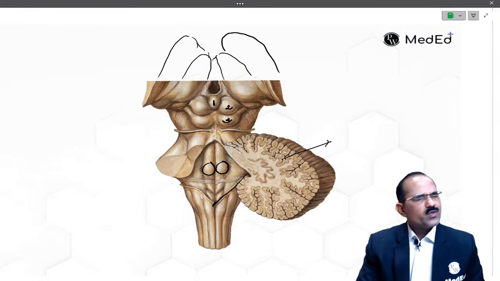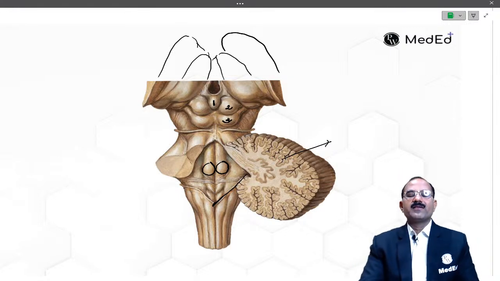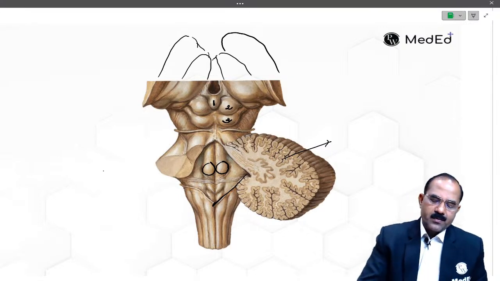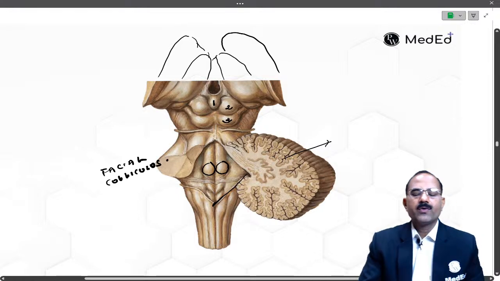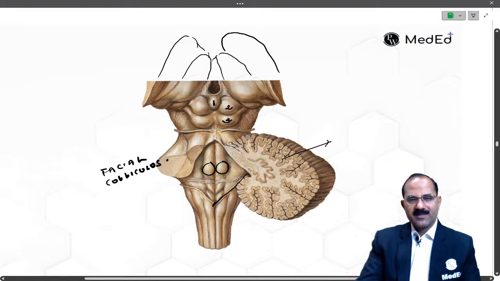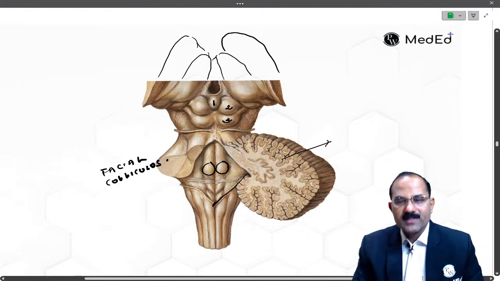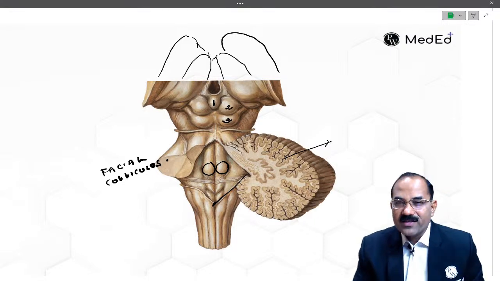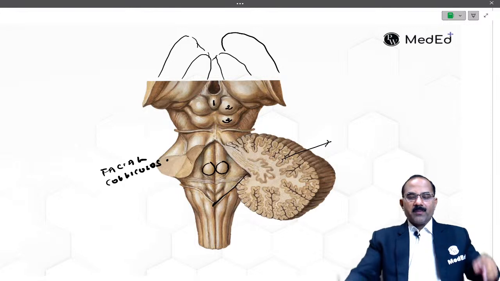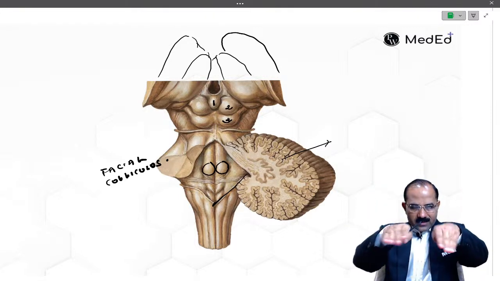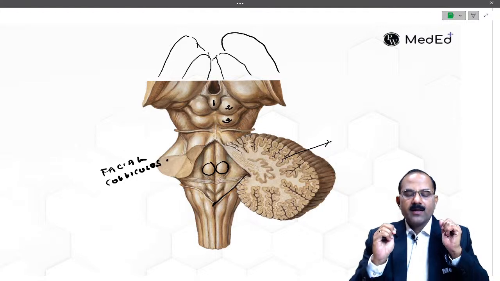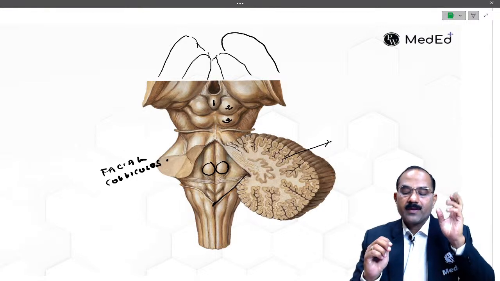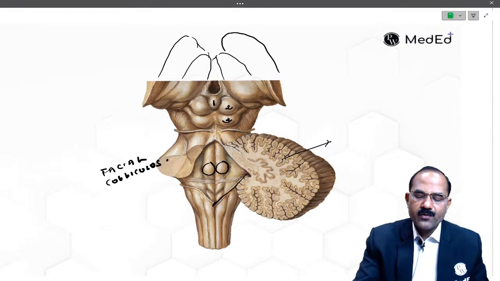This is extremely important. You should know this, and this is always asked in the viva. This is what we call the facial colliculus. That's the facial colliculus. And how is the facial colliculus formed? The facial colliculus is formed by the fibers of the facial nerve as they wind around the abducens nucleus. It is not the red nucleus.